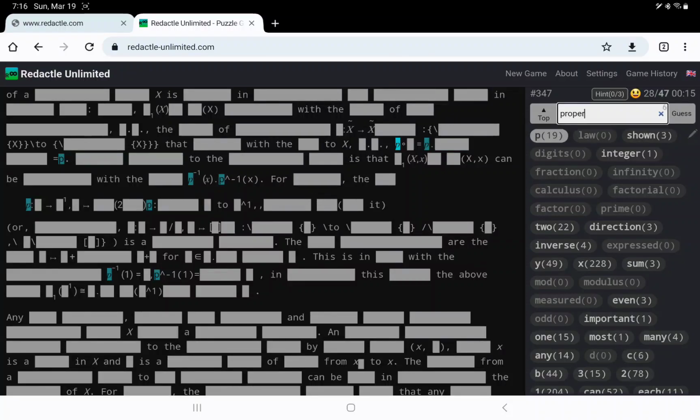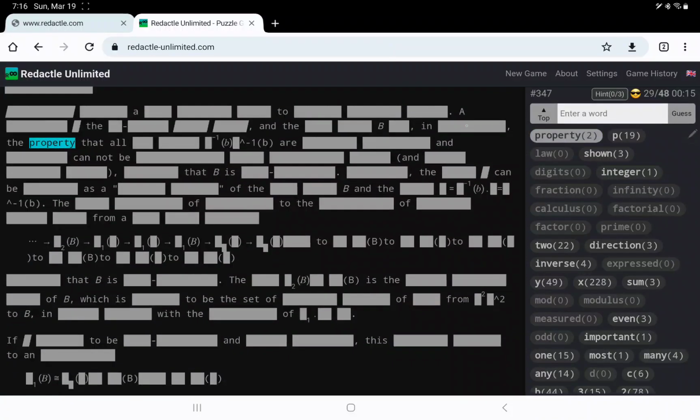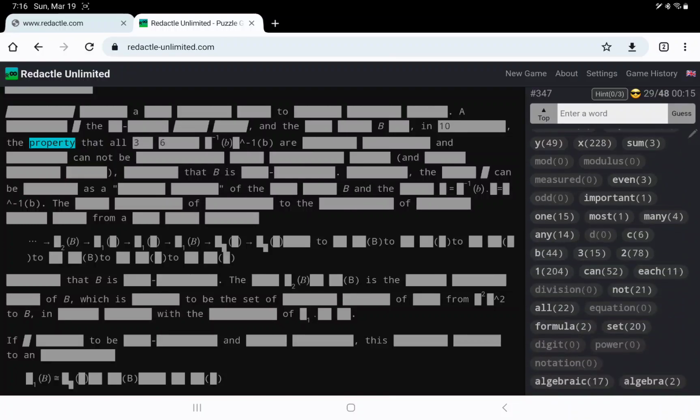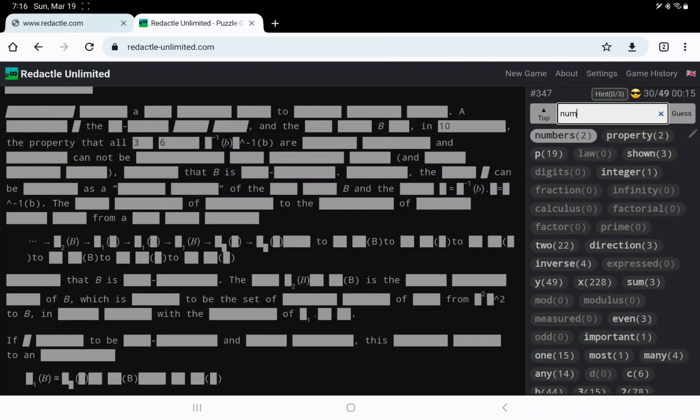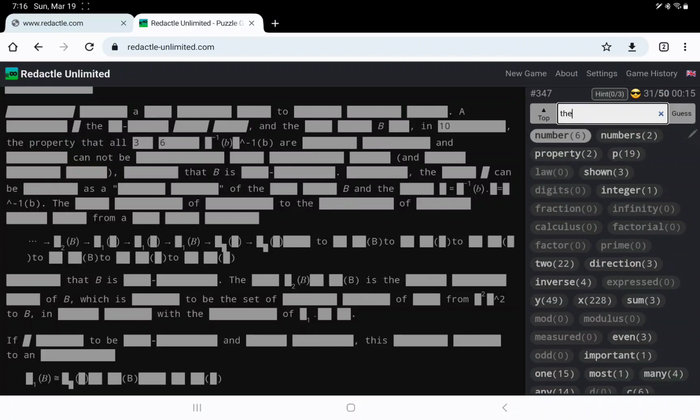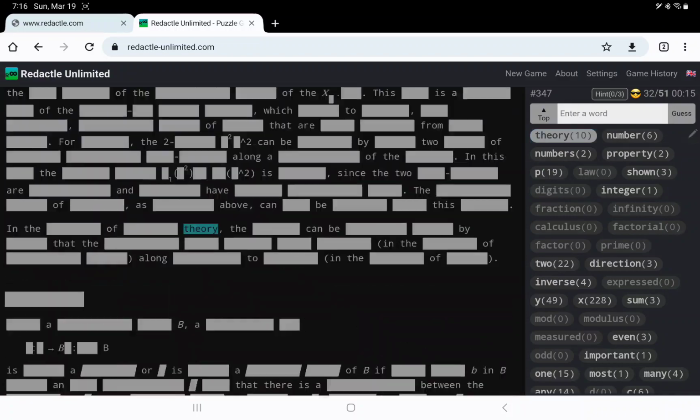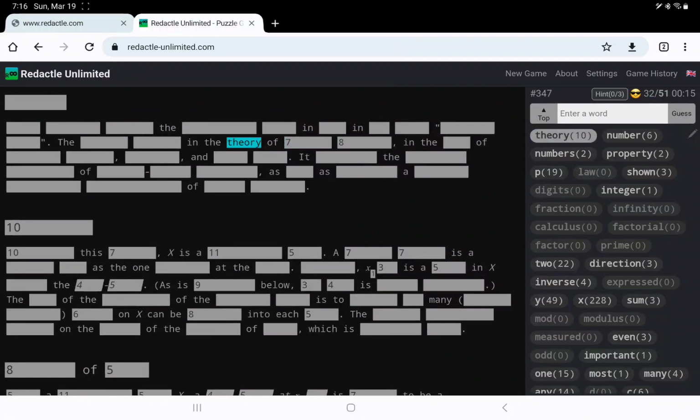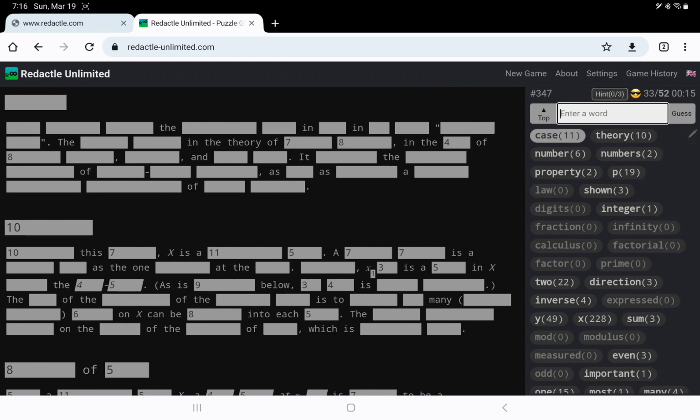That's right. My helper is saying I should try property. Well, there's 2 of them. The property that all 3, 6. I don't think I've done numbers yet, or number. Have I done theory, number theory? In the theory of 7, 8, in the case of, no.